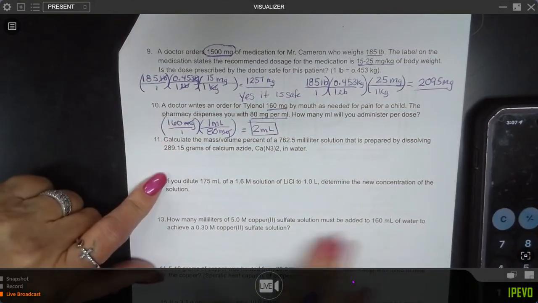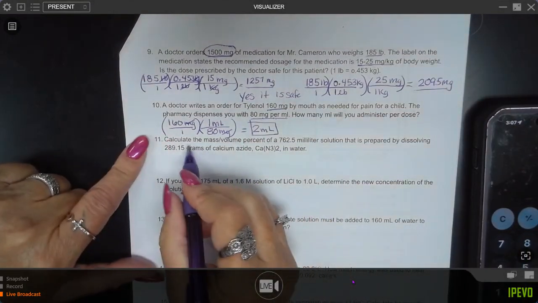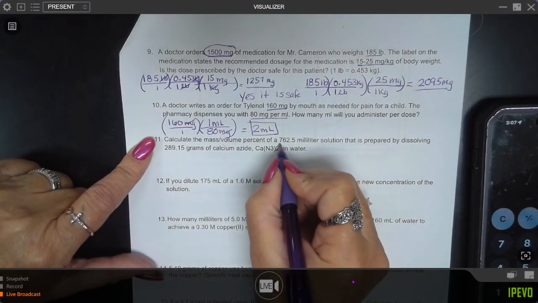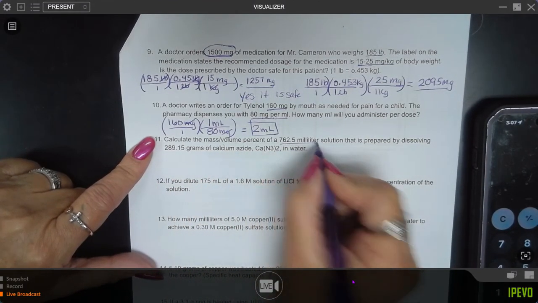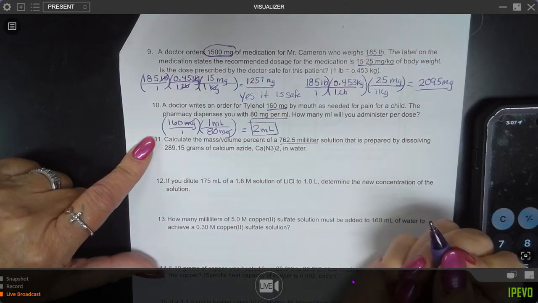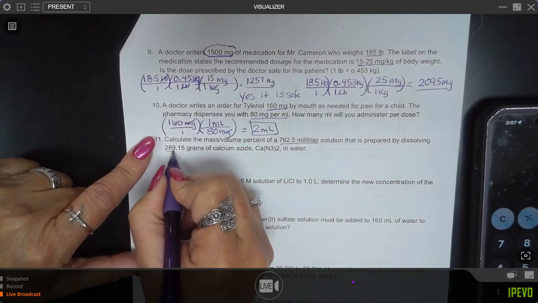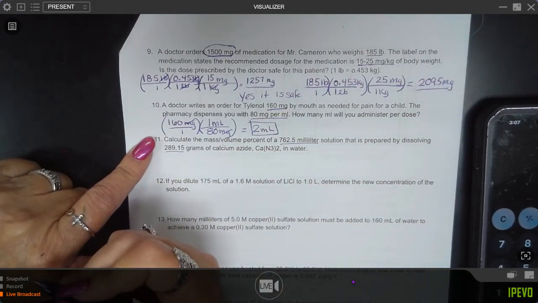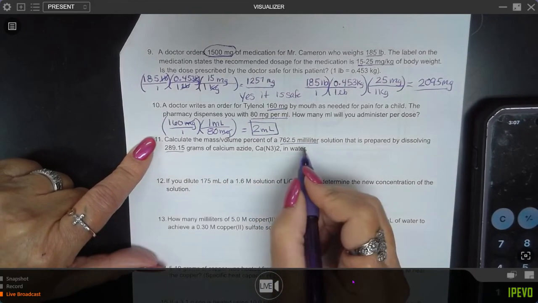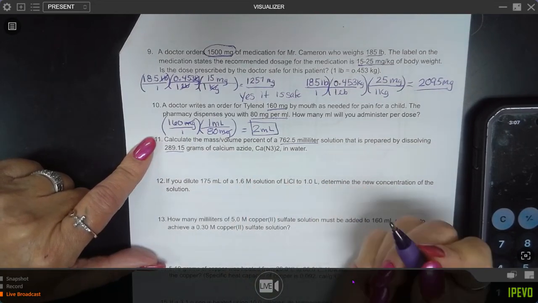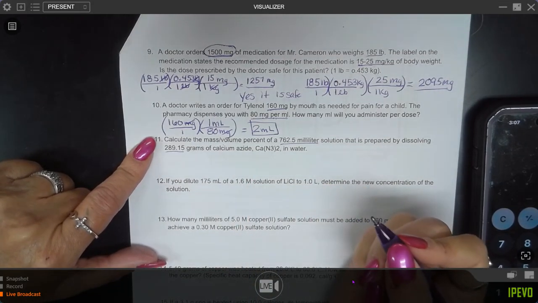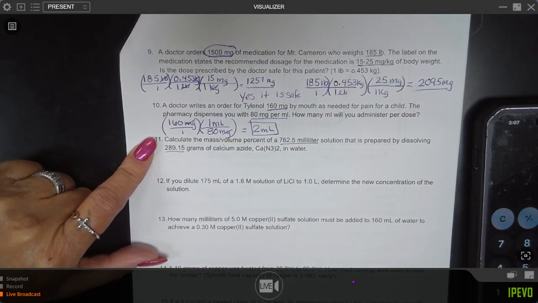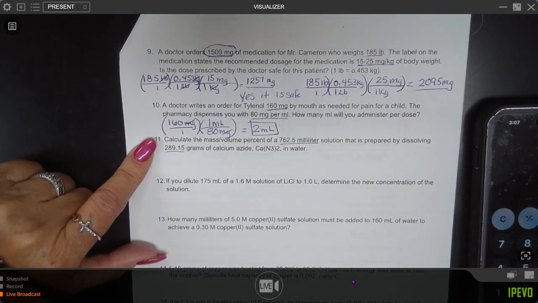All right. Here's another mass percent. Calculate the mass volume percent of a 762.5 milliliter solution that's prepared by dissolving 289.15 grams of calcium azide. Here's the cool thing about this. We don't need to worry about what the compound is. One of the things you've got to do on this test is kind of figure out which things you need to pay attention to and maybe which things you don't have to pay attention to.